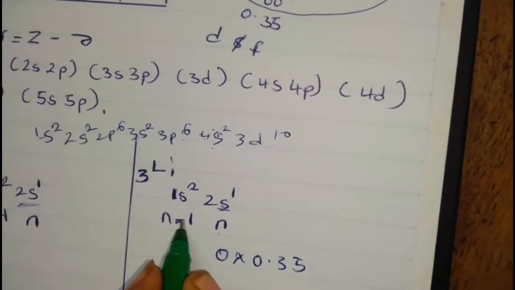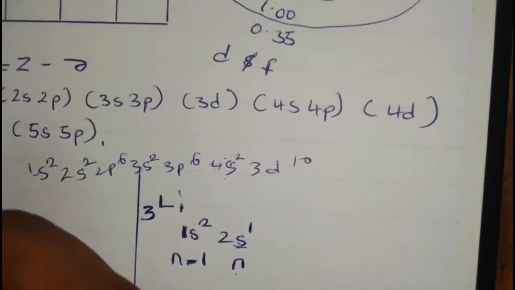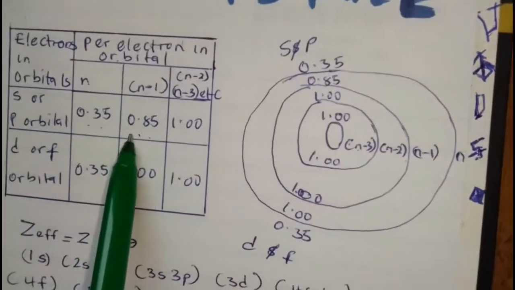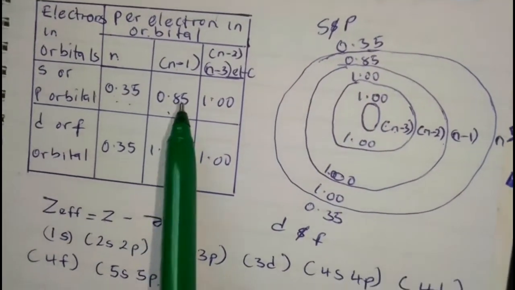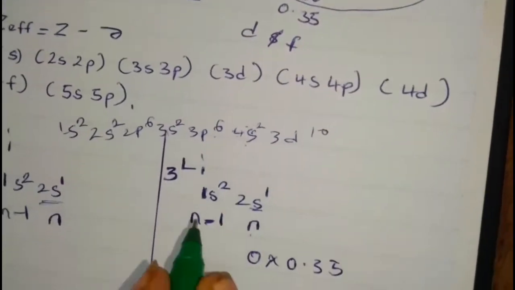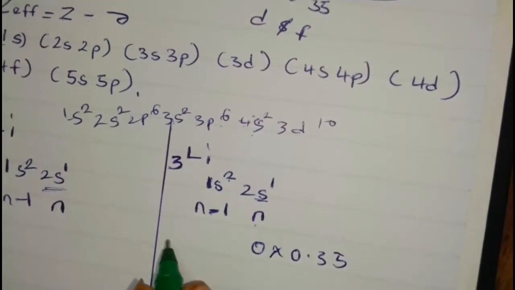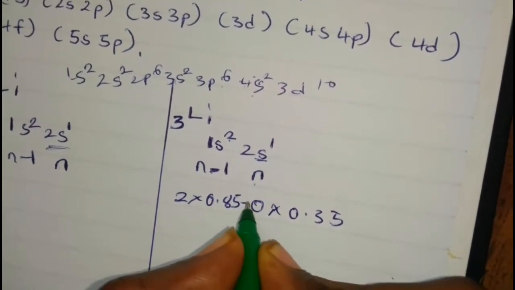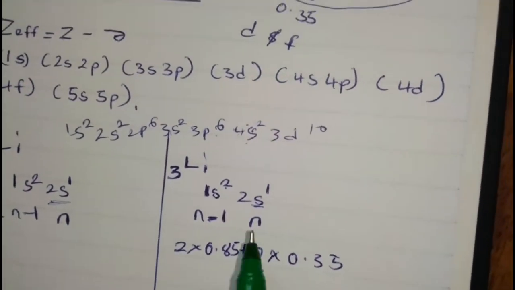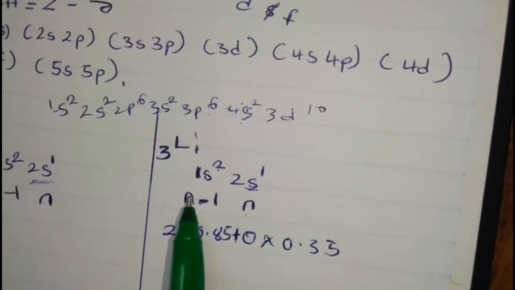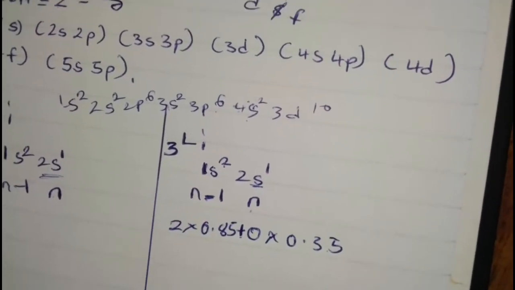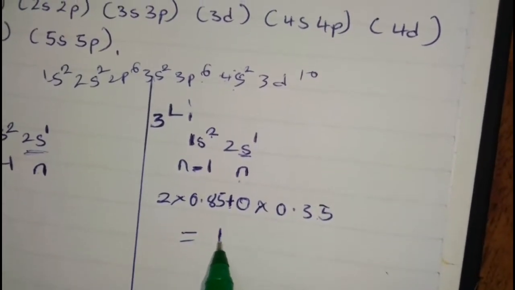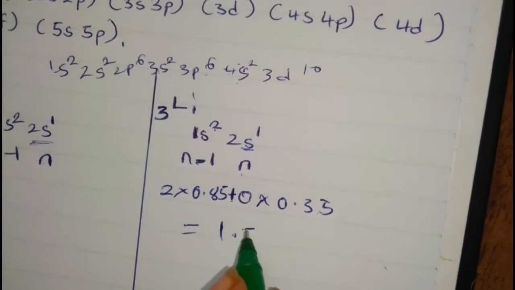This one is n minus 1. If you check here, for s or p electrons in n minus 1, we have a reduction of 0.85. These 2 electrons here will be 2 times 0.85. So this one experiences 0.35 and this one experiences 0.85. When you do this, the first becomes 0, and 2 times 0.85 is 1.7.